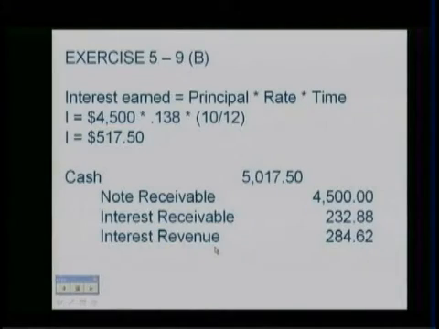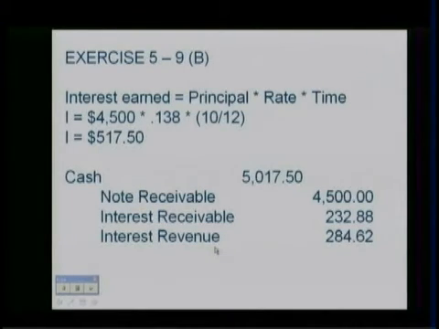So let's get to that slide. We figure out first the interest on the entire note by taking 10 months over 12, which is the length of the note, times our interest rate of 0.138, times the principal amount of $4,500. And we find that our total interest for the entire 10 months is $517.50.